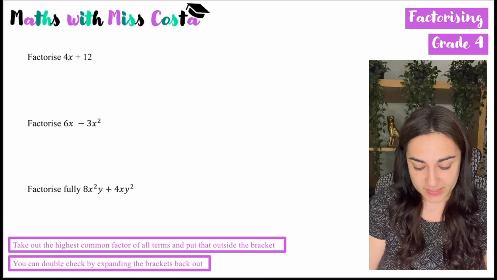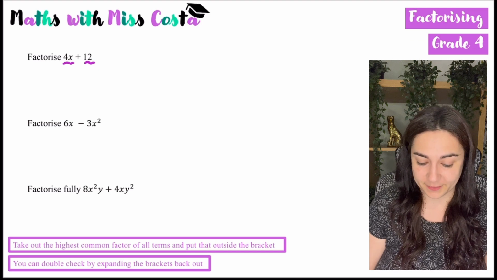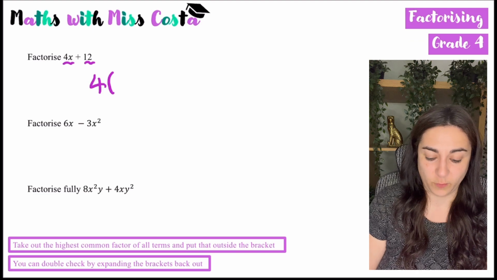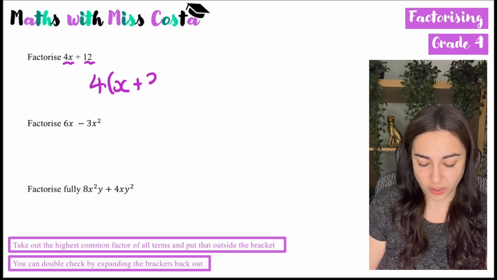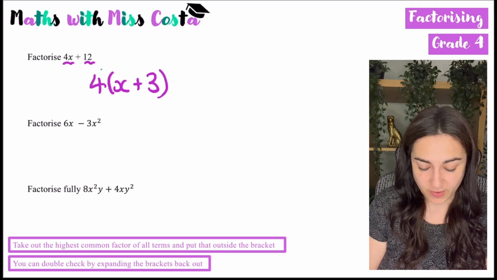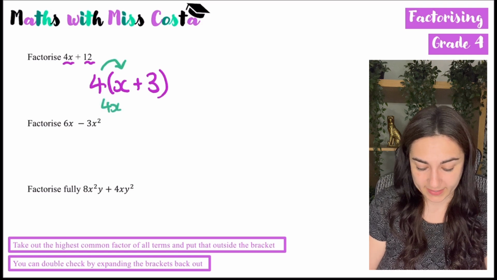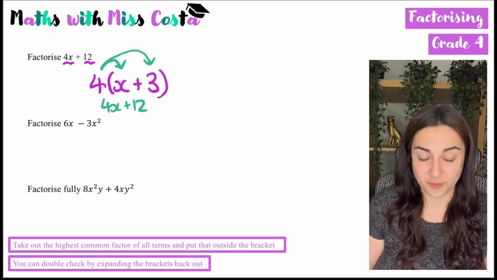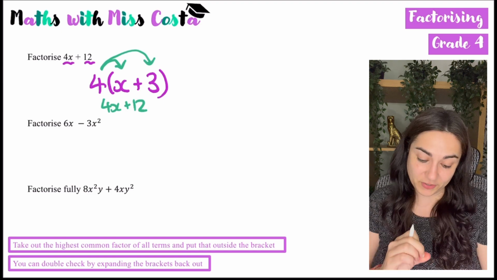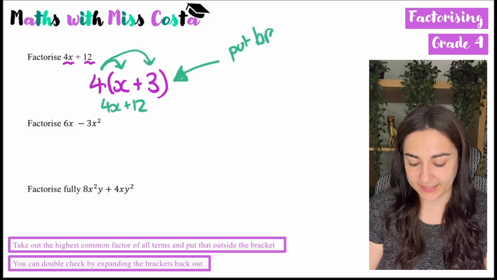So what's common to 4x and 12? Well, I know that 4 is the highest common factor of 12. So I'm going to put that outside the bracket, and then 4 times x makes 4x, and 4 times 3 makes 12. So you pull out the highest common factor, and then you think to yourself, what would I multiply that by in order to get back to my term? Well, 4 times x is 4x, and 4 times 3 is 12. So factorising is literally the opposite, the inverse of expanding brackets. So you can always expand your bracket to double check if you got it right. But factorise means put brackets in.